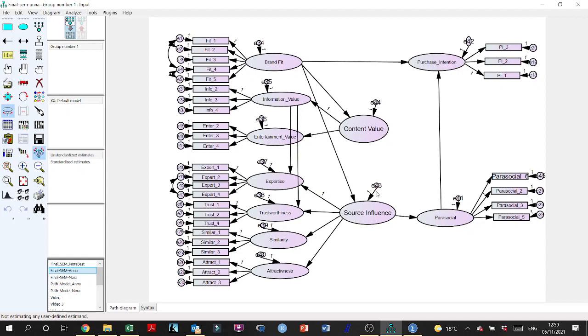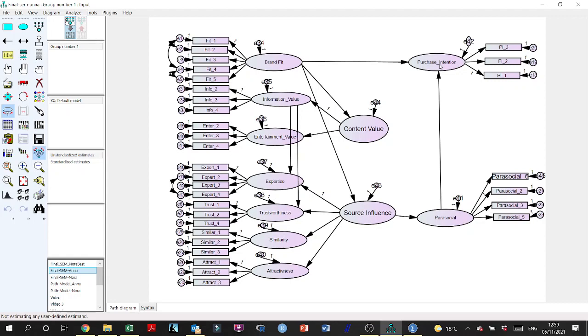It's the parasocial role in the relationship between the credibility of an influencer and the purchase intention. Unfortunately, we couldn't get this relationship done, but we can get this done. So the story is as follows. Brand fit affects purchase intention, brand fit affects the credibility of an influencer through its content value and source influence, and then source influence of the influencer affects parasocial, and thus through this affects the purchase intention.